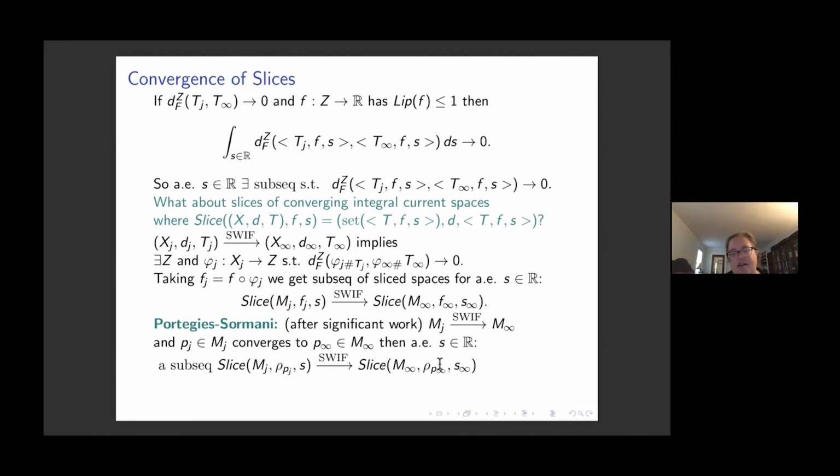This is the key step in the proof that balls converge. So balls SWIF converge and boundaries of balls SWIF converge. Again, for almost every s. All right, so now I've finally proven, or roughly proven, why we have balls converging to balls and boundaries converging to boundaries of balls. Any questions?